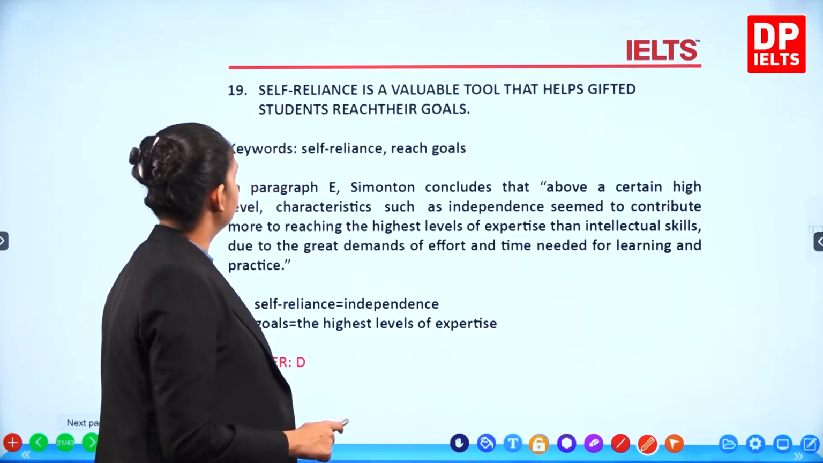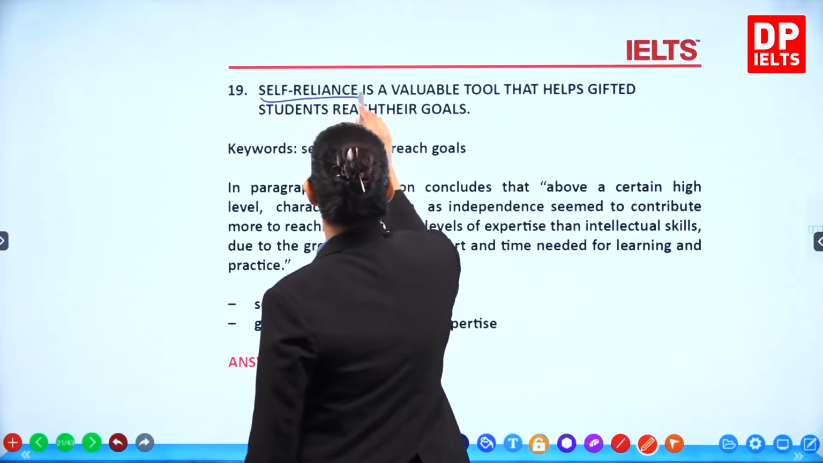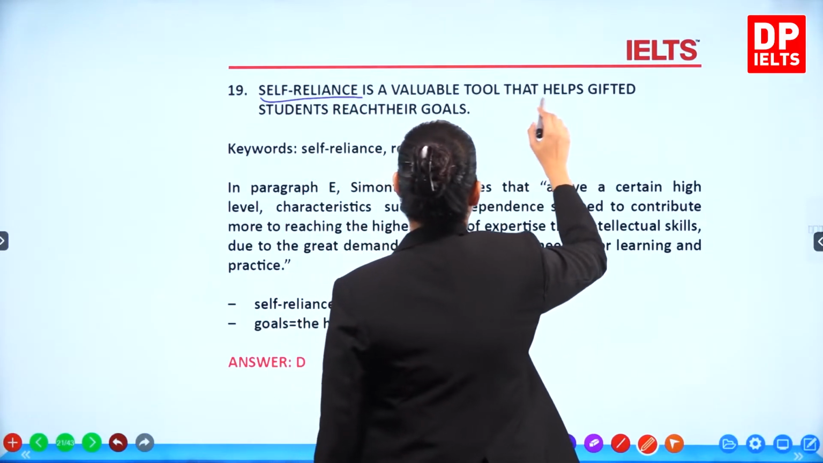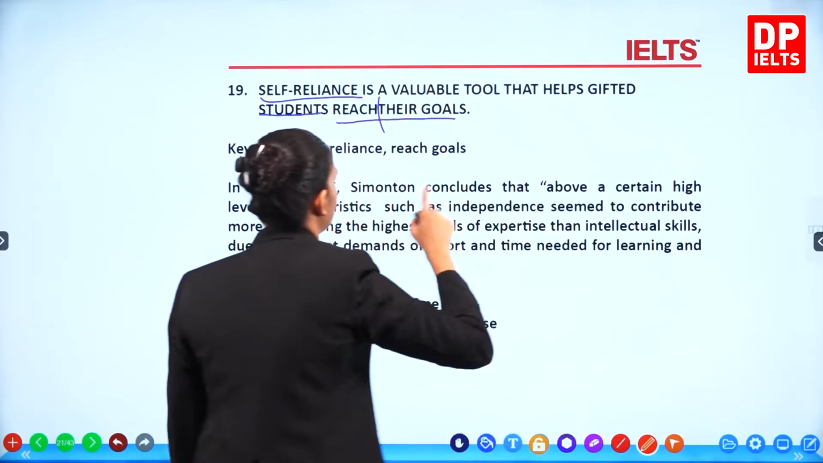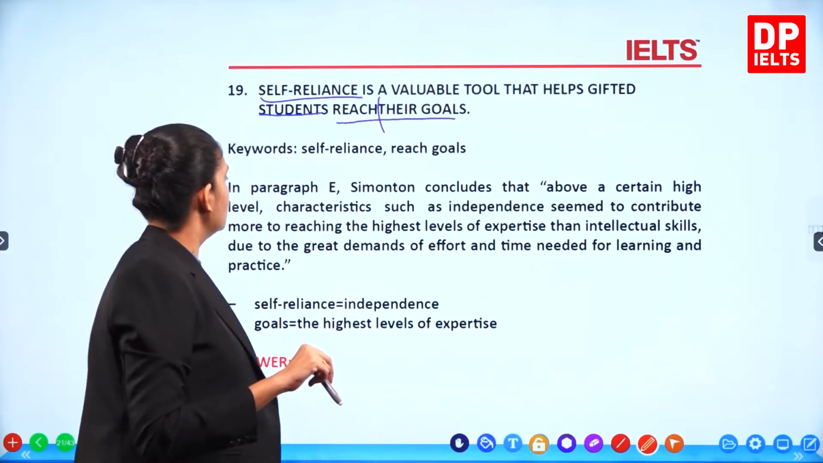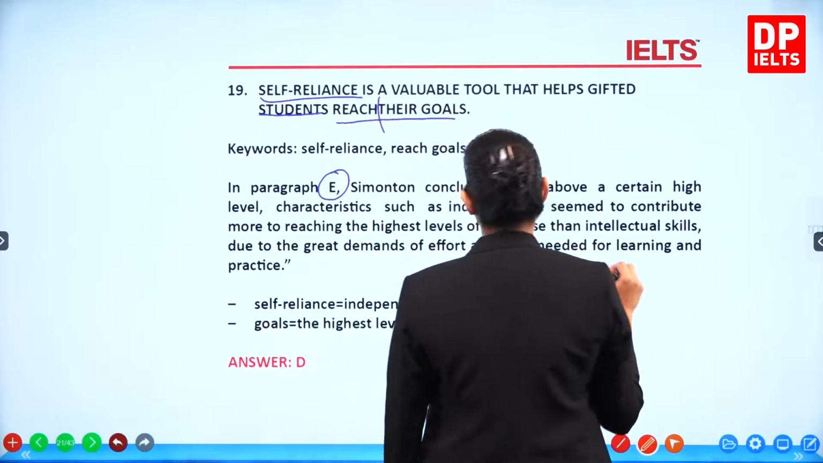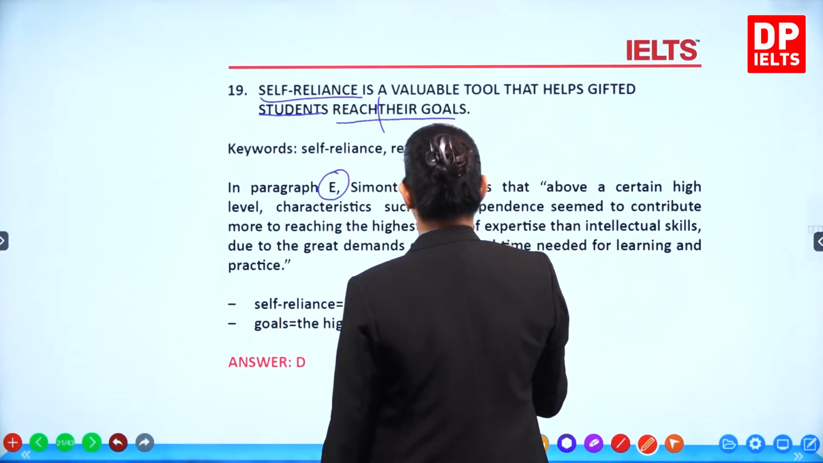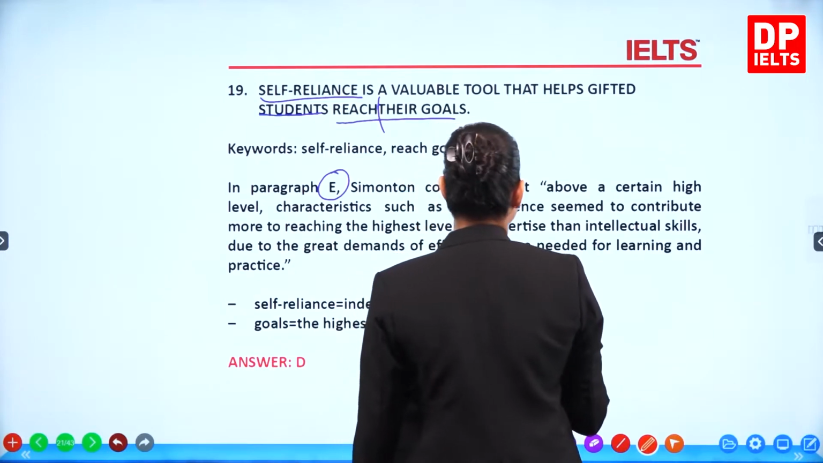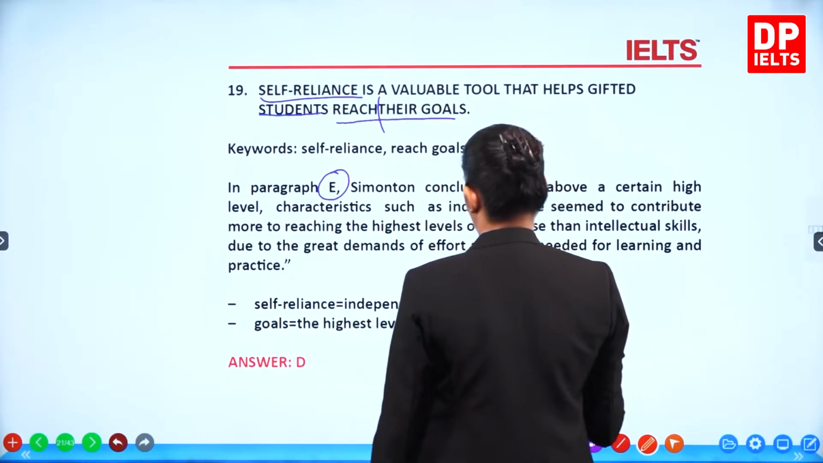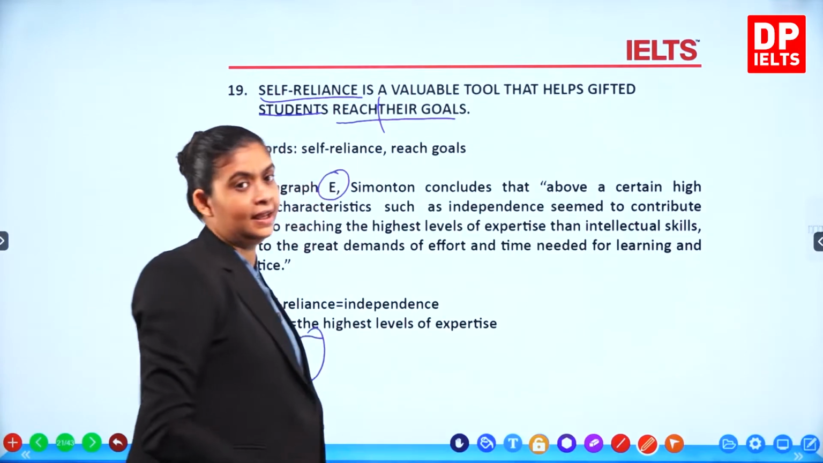Question number 19. Self-reliance is a valuable tool that helps gifted students reach their goals. Okay, there should be 2 words. So if you go into para E, Simonton concludes that above a certain high level, characteristics such as independence seem to contribute more to reaching the highest levels of expertise than intellectual skills. So I think the most appropriate answer there is going to be D.